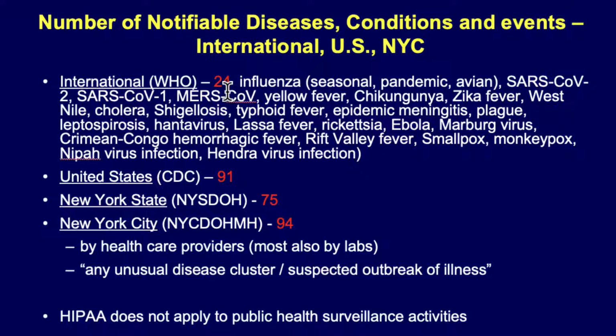Lastly, in the US, there's a regulation called HIPAA. This is a regulation that protects the privacy and unauthorized sharing of patient health information. The main point to take away here is that HIPAA doesn't apply to public health surveillance activities, and it cannot be invoked by providers or laboratories as a reason not to comply with surveillance reporting requirements.